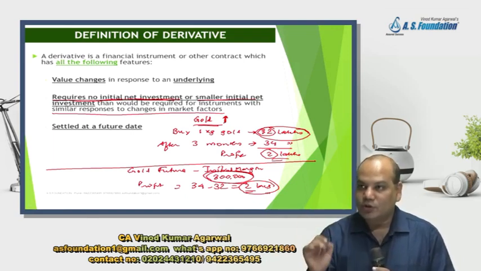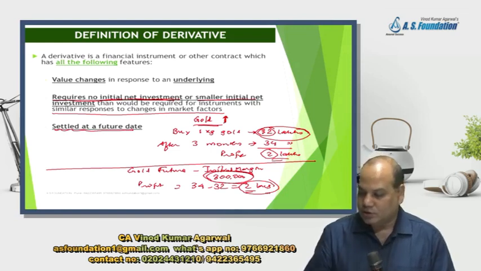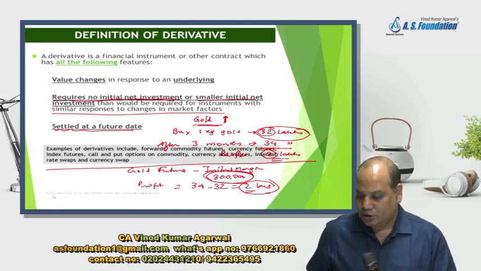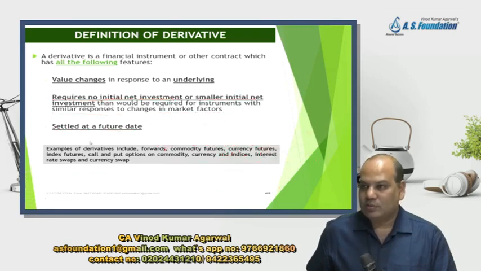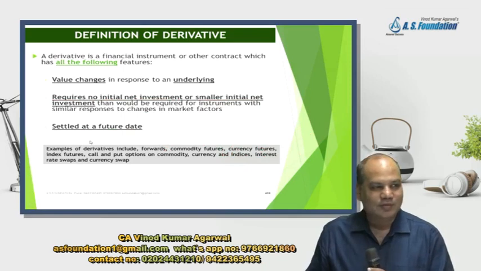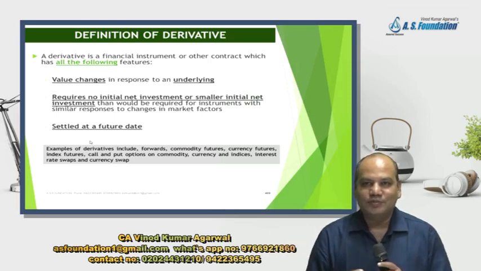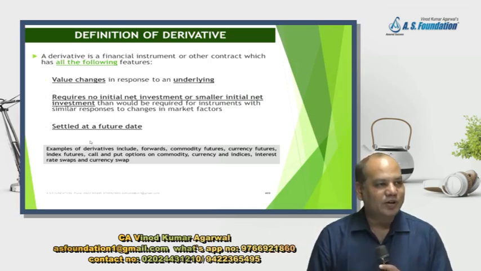And the third feature of derivatives is they are settled at a future date, 3 months in this example. Immediately there is no point. How will you make profit or loss if you settle immediately? So they let some time gap be there so that the price will move, the price will change, and then some gain or loss would arise.